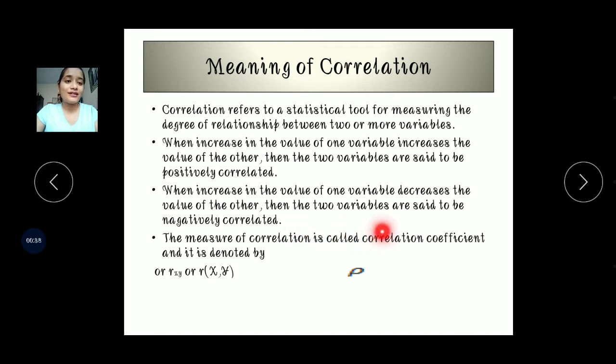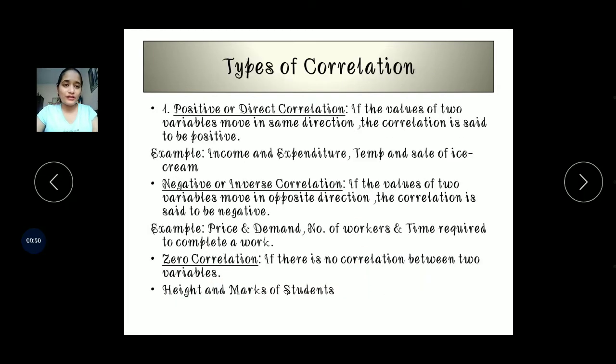And the measure by which we measure the correlation is called the coefficient of correlation. It is denoted by rho or rxy. So what are the different types of correlation?